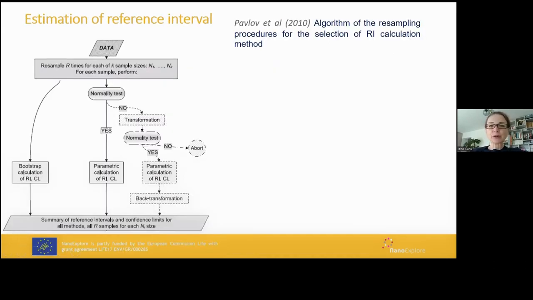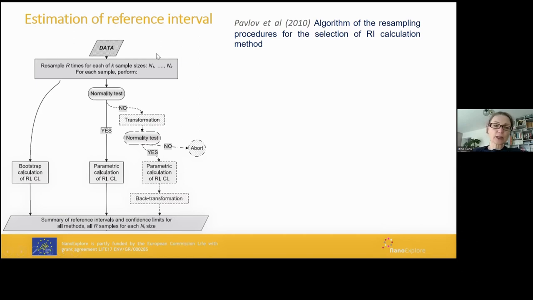Now, how to determine the reference interval? There is this algorithm that shows that if we have normal distribution, we could directly estimate the confidence interval and the reference values. If it is not normal, we have to transform. And without looking at the normality, we can always use bootstrap because it's a much more powerful statistical technique to establish the confidence interval and the reference interval as well.